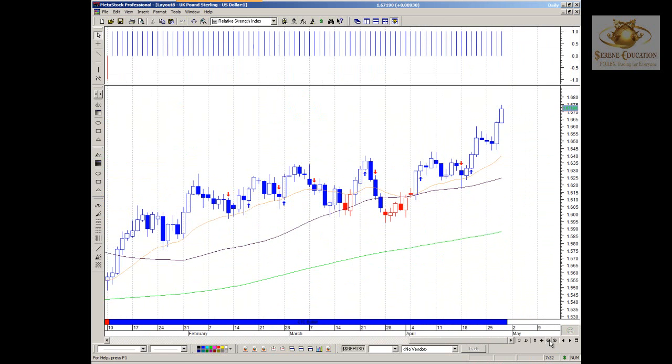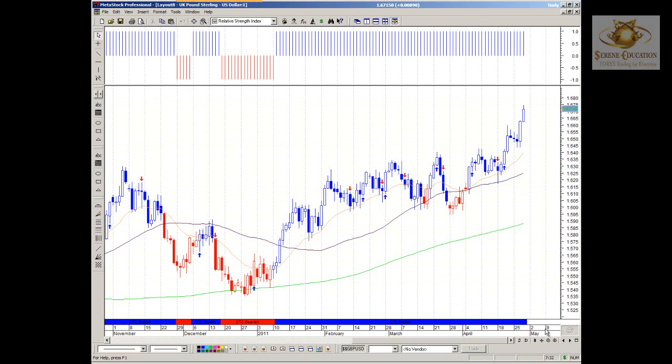Next pair up is sterling against US dollar. There's the daily. Very, very bullish day yesterday, primarily because the GDP quarter on quarter figures came out yesterday, and they were positive. The prior figure was 0.05%, which wasn't great for GDP.